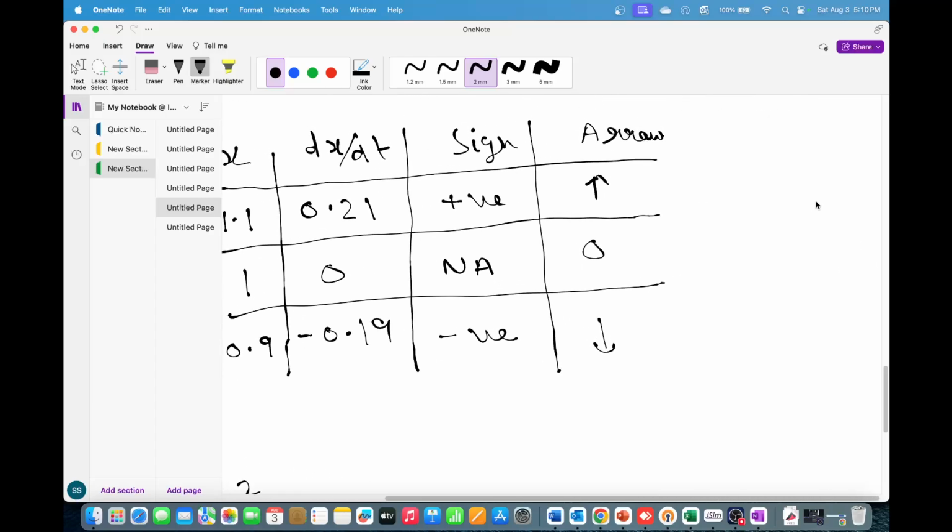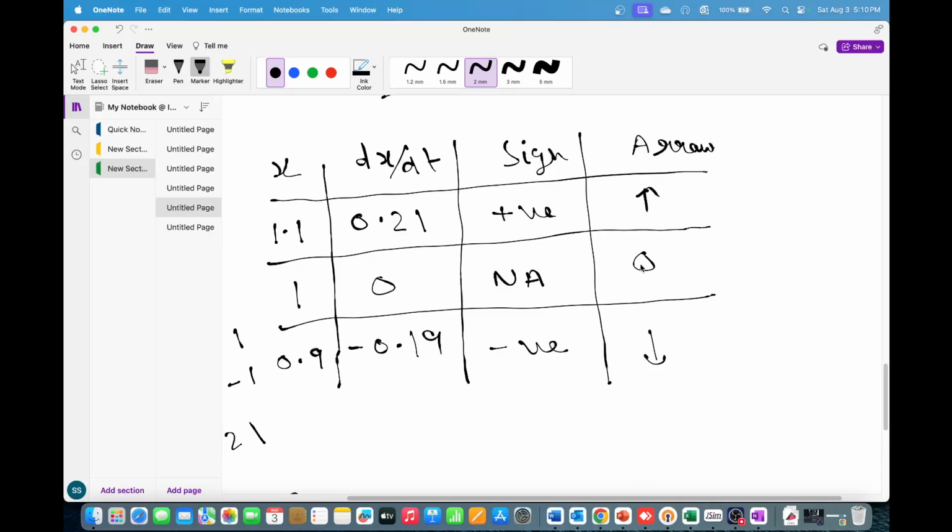Again, as we discussed last time, this is your steady state. If you slightly perturb the system, it either moves away in the positive direction or it moves away in the negative direction. So although this is a steady state, this is an unstable steady state.